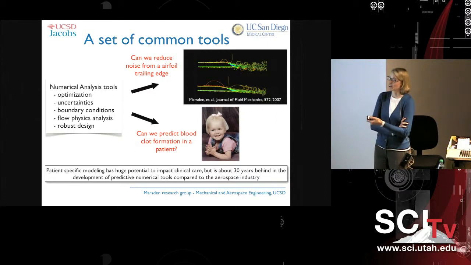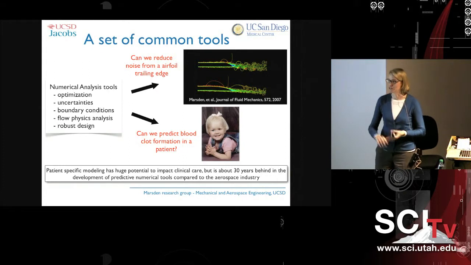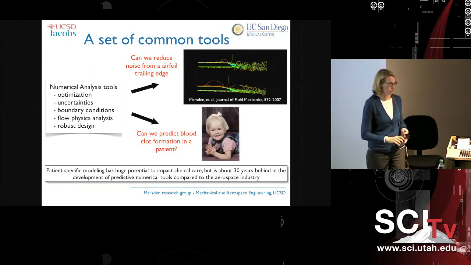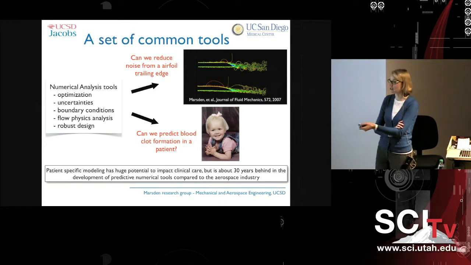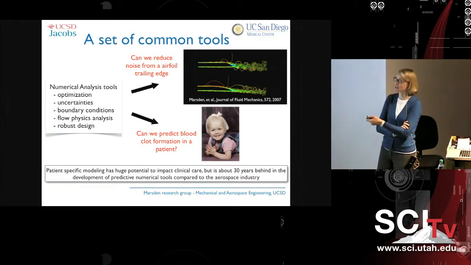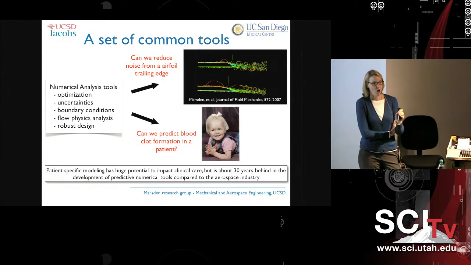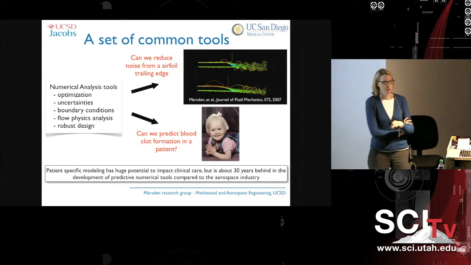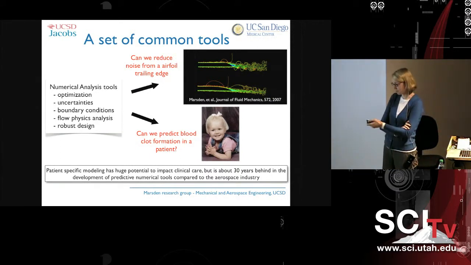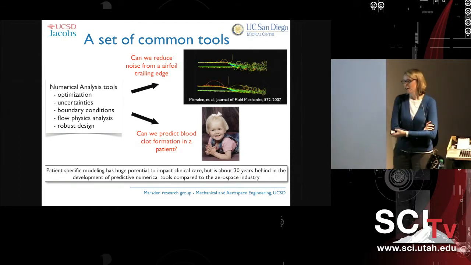And so we're applying a set of common tools such as optimization, uncertainty quantification, the need for boundary conditions, analysis of flow physics, and robust design tools. And we're trying to translate a lot of these tools from more traditional applications. So this is a figure from my PhD work where we were working on optimization to reduce the noise coming from hydrofoils caused by turbulence. And we're trying to take a lot of these tools and now look at things like, can we predict blood clot formation in a patient?